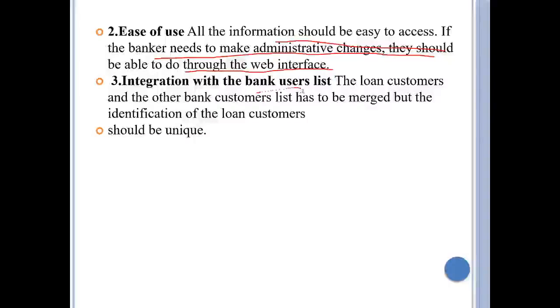Integration with the bank user list. So the loan customers and the other bank customers list has to be merged, but the identification of the loan customers should be unique. So these are the requirements which are given. According to this you are going to gather now the requirements, exactly what the client needs, and you are going to form the requirement traceability matrix.